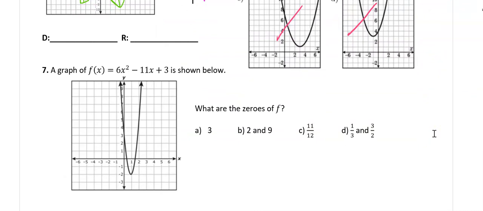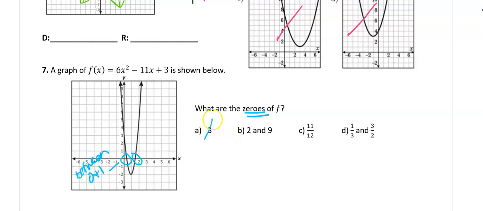Number 7, a graph of f of x equals 6x squared minus 11x plus 3 is shown below. What are the zeros? Again, the zeros are where the graph crosses the x-axis. So we're looking at here and here. Okay, so it's between 0 and 1. This one is between 0 and 1.